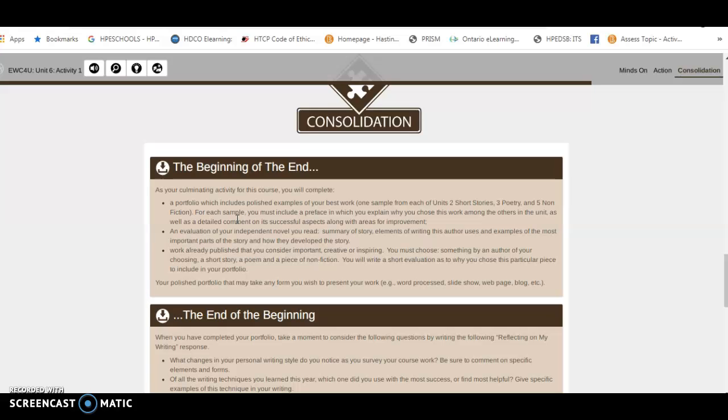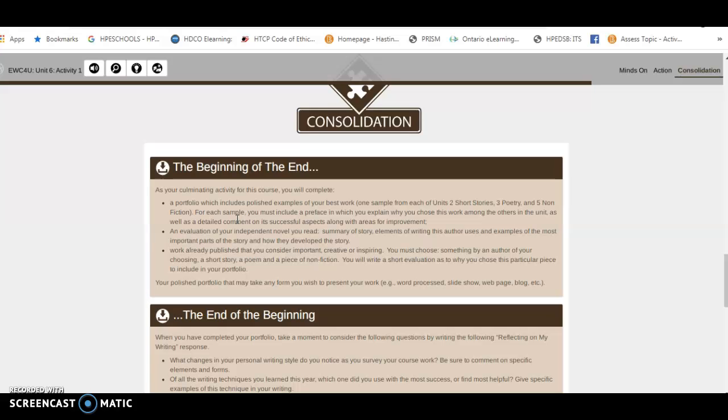In your portfolio, after you have included your 3 pieces, I would like you to do an evaluation of that independent novel. In addition to writing our own, it is really important to read other authors and to understand their craft. So in this evaluation of the novel, you're going to state a summary of the story, and that should be written by you. It should not be multiple pages long. It really should be a summary where you identify the key parts of the story, and also possibly give me the ending.